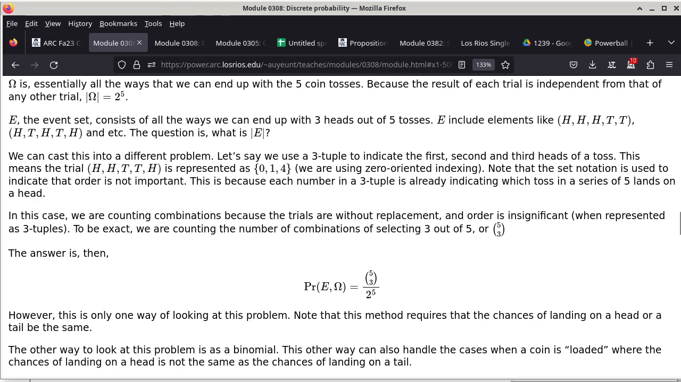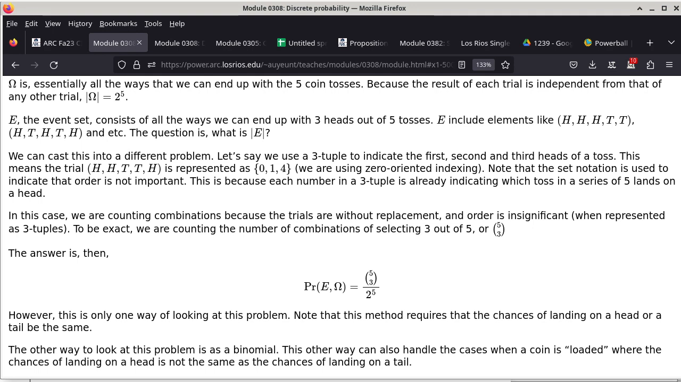The outcome set omega has 2 to the power of 5 elements, because in that case, omega has no restrictions. It's basically asking, if I have 5 coin tosses, what are the possible sequences of heads and tails? So omega itself is going to include head, head, head, head, head, tail, tail, tail, tail, tail, and all of the other ones that we are not interested in. The set E, on the other hand, consists of all the ones that we are interested in. So we know the cardinality of E is 5 choose 3 because of what we just explained earlier. That's 10 divided by 2 to the power of 5, which is 32. So we have 10 divided by 32, which is about 1/3.